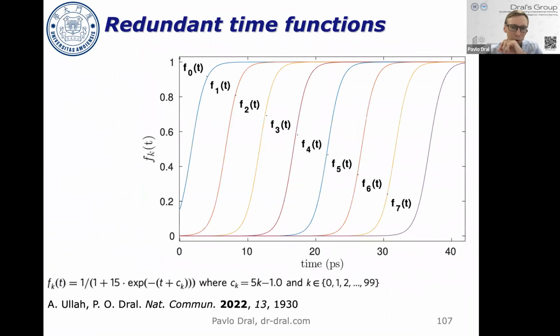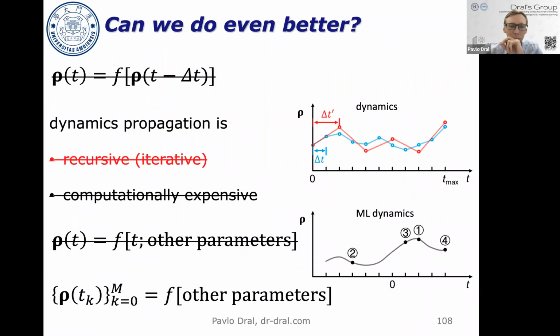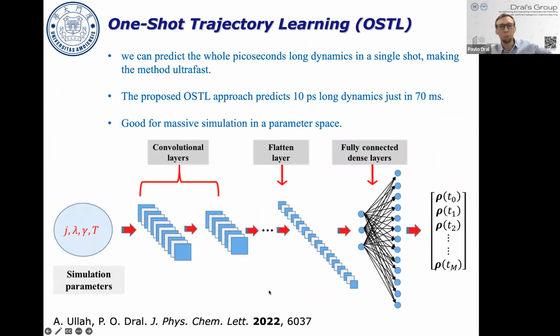I will not show you all the tricks for the sake of the time, but what is even more fascinating about machine learning is that you can predict the whole trajectory in one shot. So then it's not a function of time. You just predict the whole trajectory in one shot. And it means that you can get very fast simulations, like 10 picosecond long dynamics in just 70 milliseconds. Here we use neural networks, so we predicted just the whole trajectories.